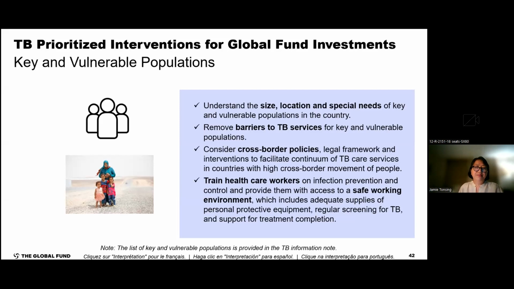They should be properly equipped with good infection prevention and control measures, so they have a safe working environment. They should have good regular access to TB screening, and they should be supported to complete their treatment if they do fall ill. Next, please.